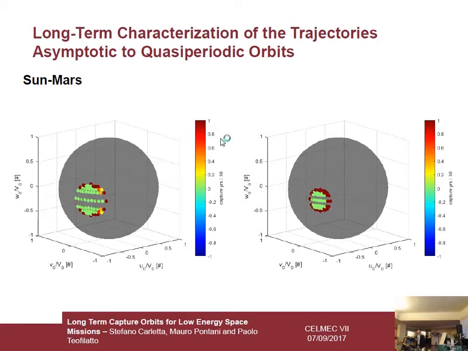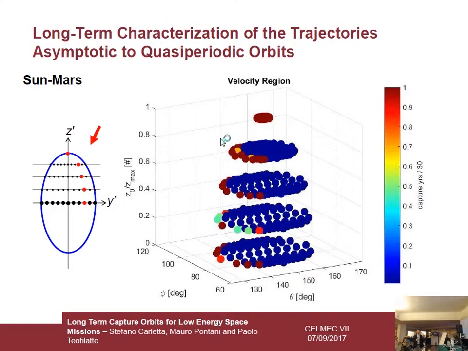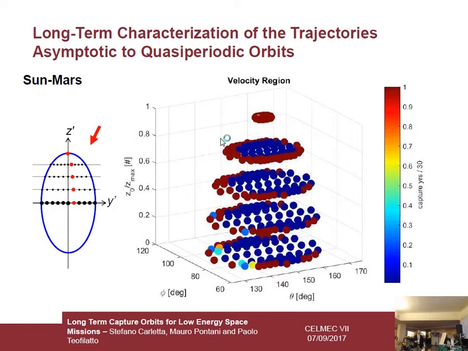Let's see what happens on the other side. This is another representation from the right side of the ellipse. This is just the opposite. We have capture just for Z equal to Z max, and there's some little intention of capture on this border of the velocity region, theta phi. But if we move again from the outer surface to the center of the cylinder, we can see that this capture region extends up to the perimeter of the velocity region.